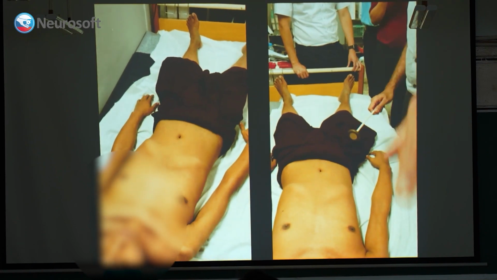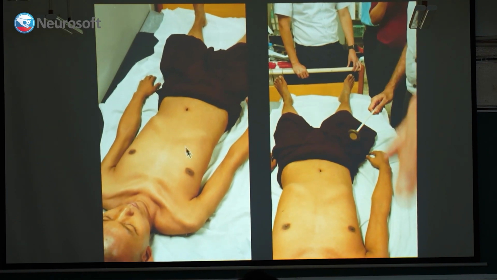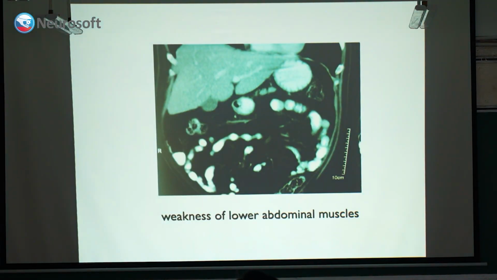Very obvious, huh? Creatine kinase. Okay. Then this is a CT scan to show these muscles normal, but here wasted.